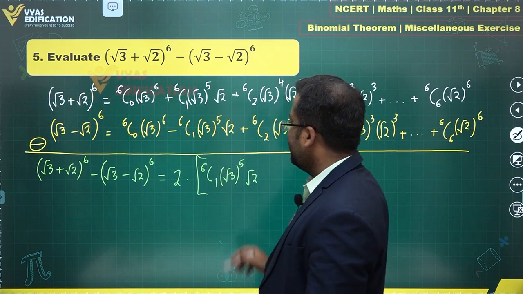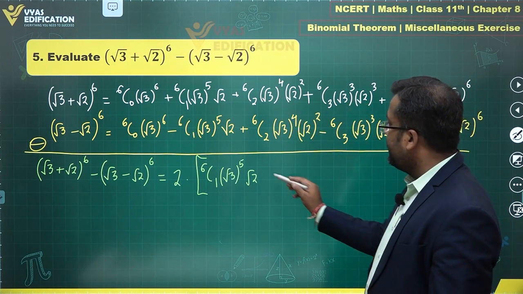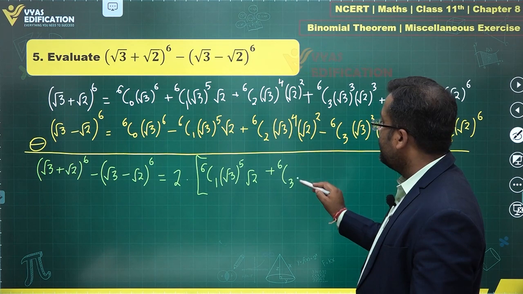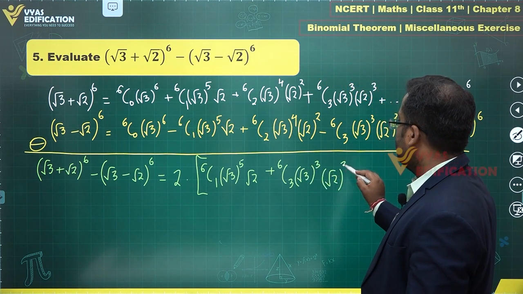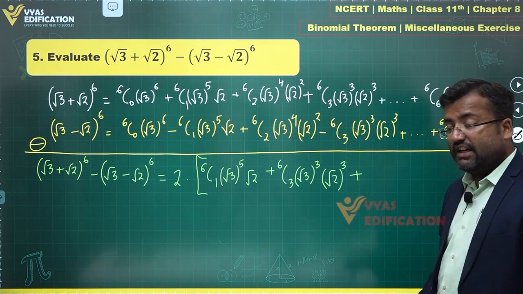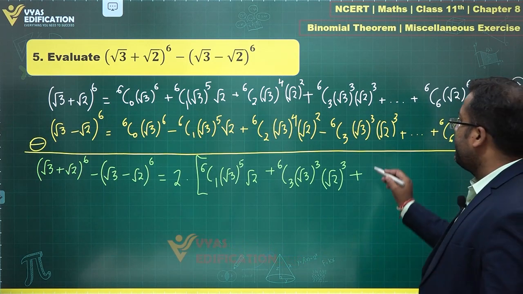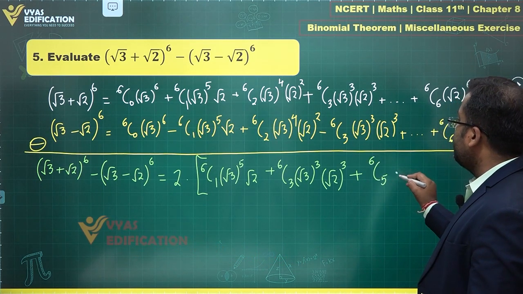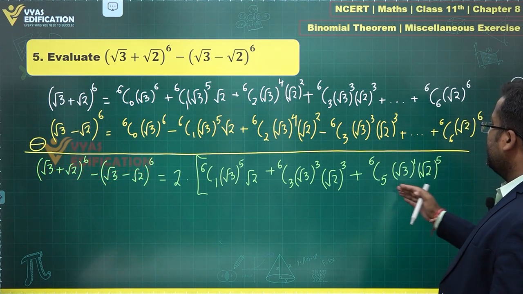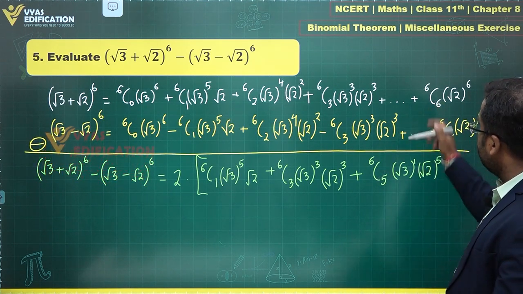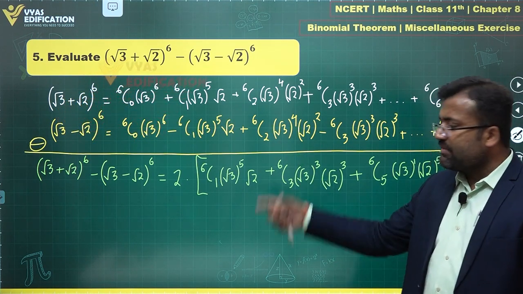Okay, let's take this in a bracket. Next term, this will get cancelled, whereas these will get added. There will be 6c3 root 3 power 3 square root of 2 power 3. Then you'll have another term. If you observe 6c1, 6c3, the next term will be 6c5. So this is 6c5 root 3 power 1 root 2 power 5. Then 6c7, no, there is no 6c7, there is only terms up till 6c6. So this is what you have. And now we are only supposed to simplify this expression.